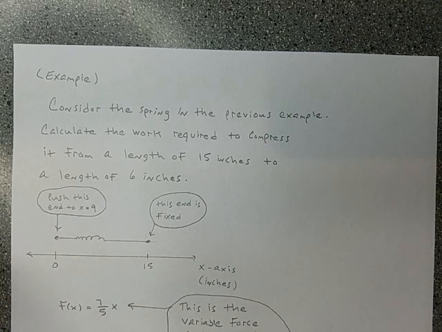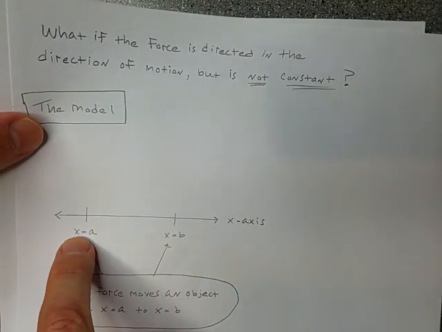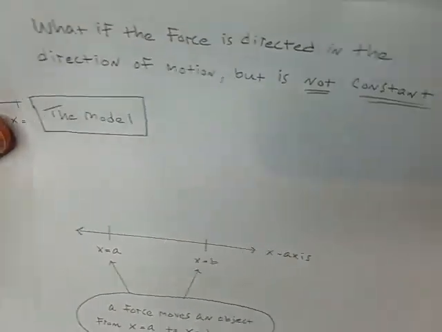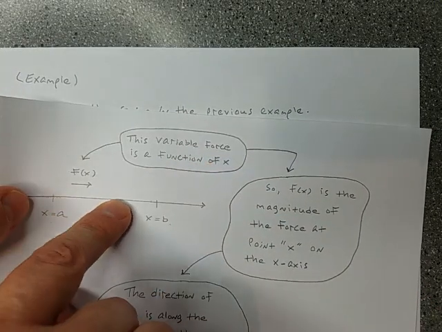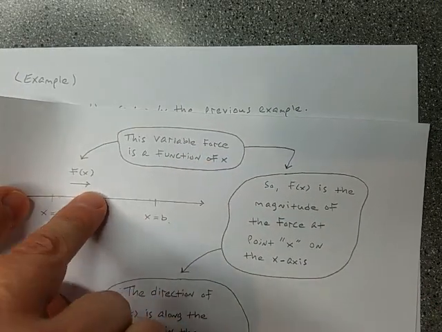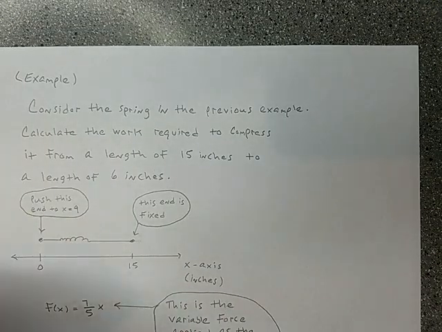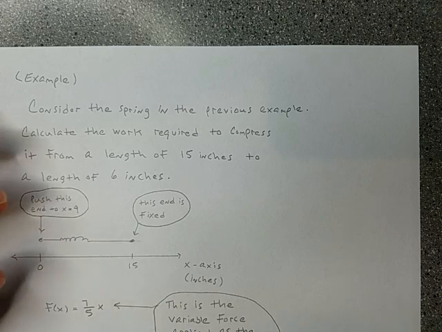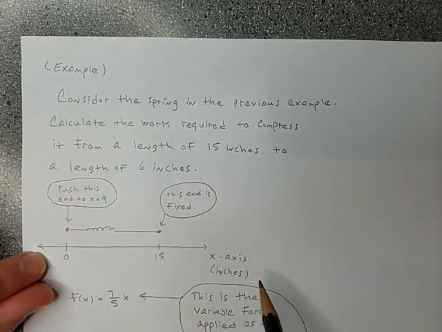So here's what I've done. I've taken my model where I want to move something from here to there, and there will be some variable force that acts on whatever I'm pushing or moving, and that will be f of x. So here's how I'll set it up then. In that context, I'll put the spring, and there's the x-axis. It's measured in inches.